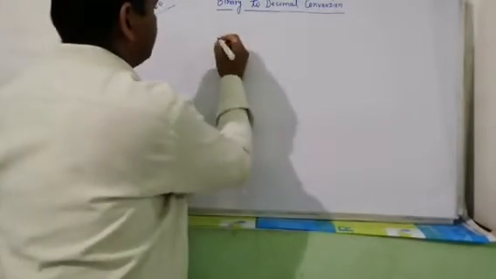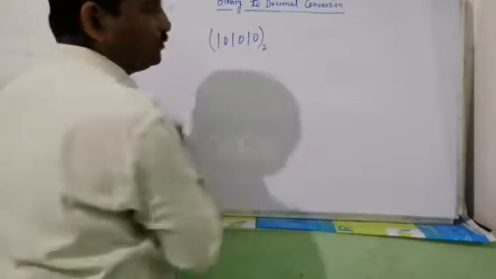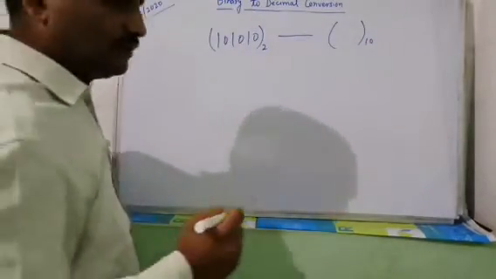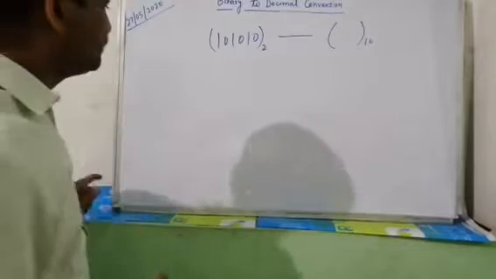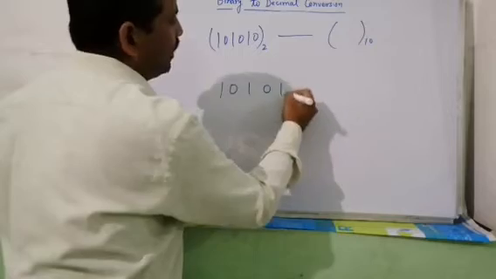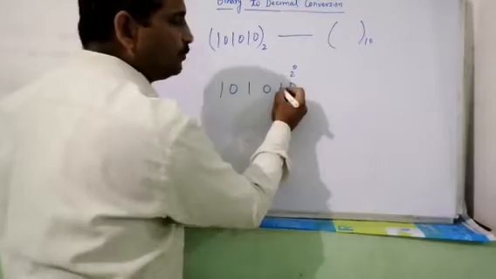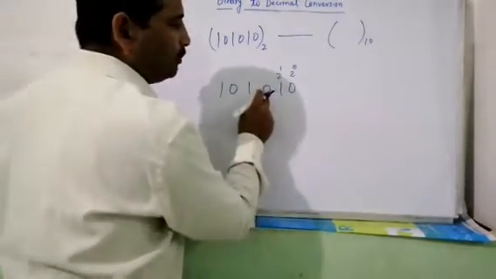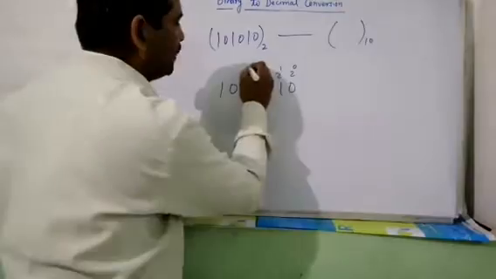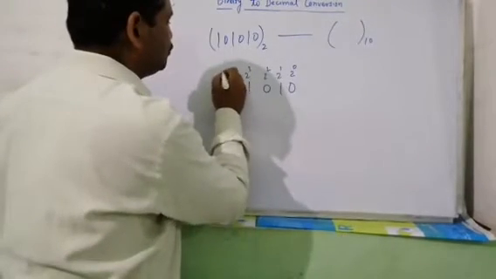Assume that we have to convert 101010 to a decimal number. Whatever steps I have told, we have to follow the same steps. 1 0 1 0 1 0. The weight of this position will be 2 to the power 0. The weight of this position is 2 to the power 1. The weight of this position is 2 to the power 2. The weight of this position is 2 to the power 3. The weight of this position is 2 to the power 4. And the weight of this position is 2 to the power 5.